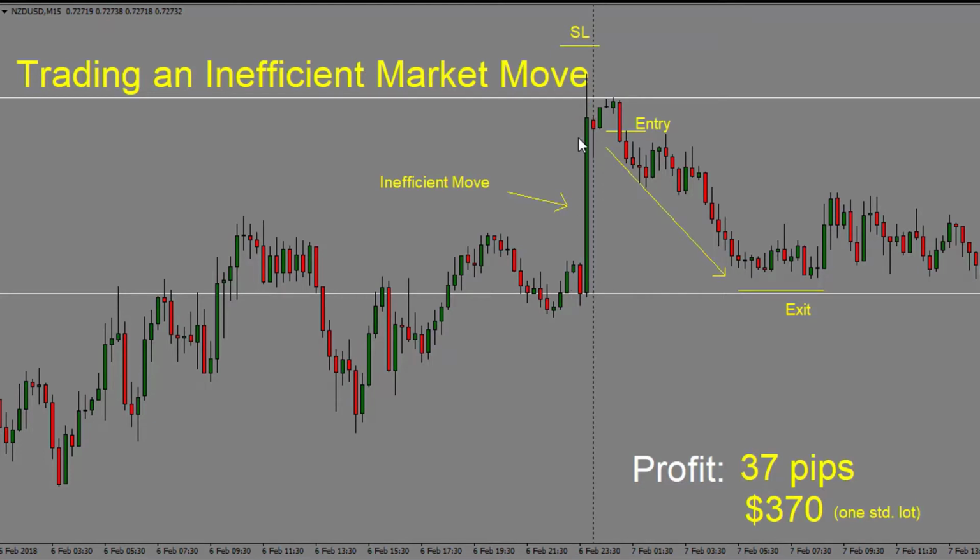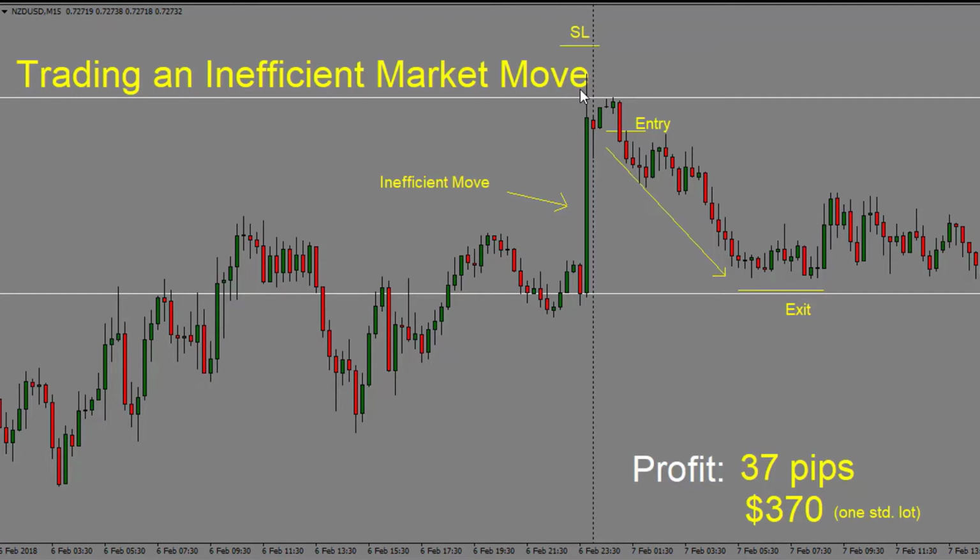When we are trading the inefficient market move, we are basically looking for price to fill the gap again. So this big inefficiency that is created, we're looking for price to come back and fill the entire inefficiency. So we are trading against the move, in the opposite direction of the move. Now, this can be a little bit challenging because we do not want to get in the way of a falling knife. We want to make sure that we wait for the proper setup before we get into the move.